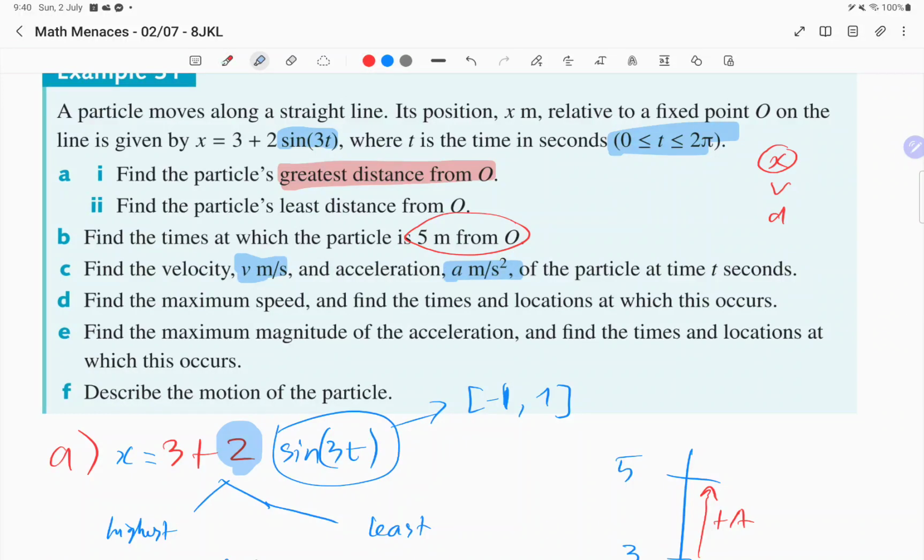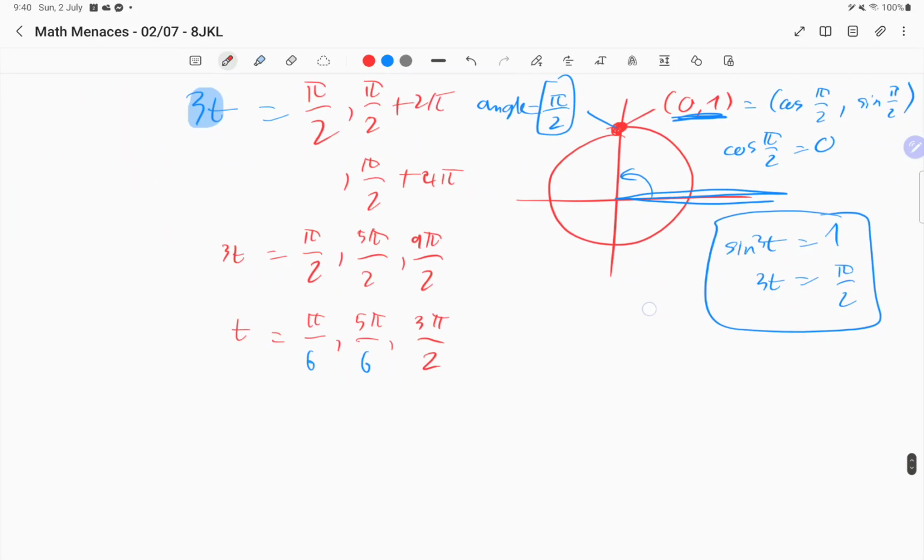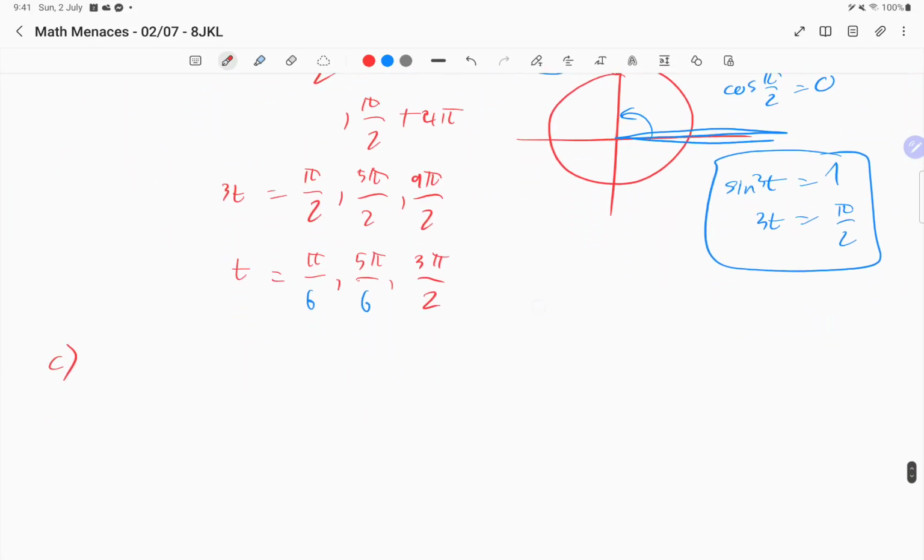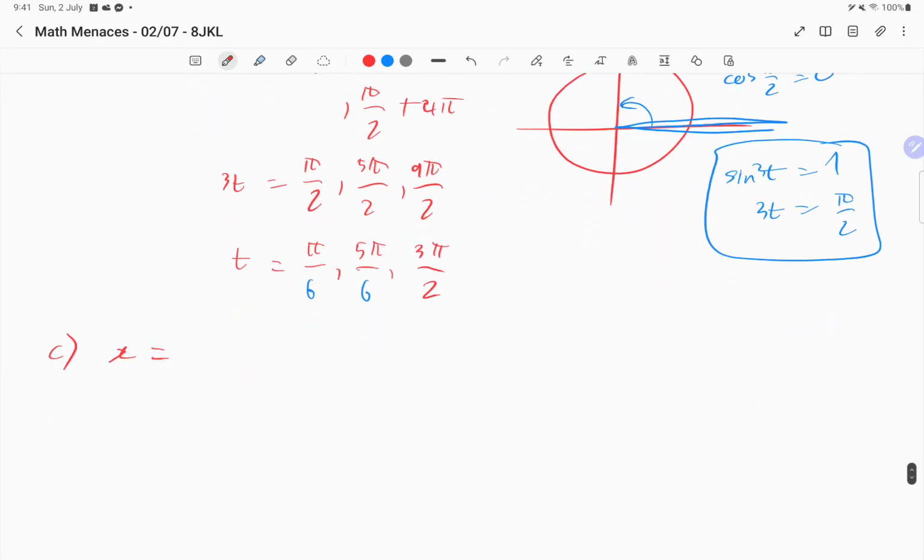It's just deriving. Now c is the standard one. You guys have done this derivative many times. x equals 3 plus 2 sine 3t. So then v would be deriving that: 6 cos 3t. Wait, don't give it away yet. Okay, then I'll just write acceleration out. Wait, why is it 6 cos? Oh, no, yeah, I get it.